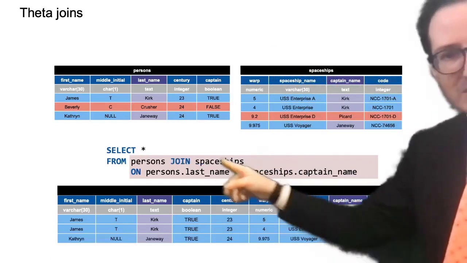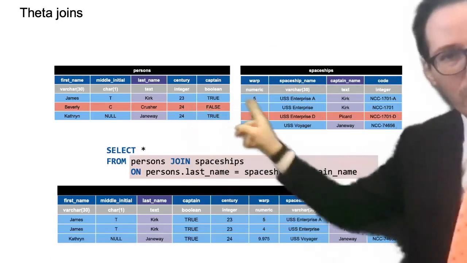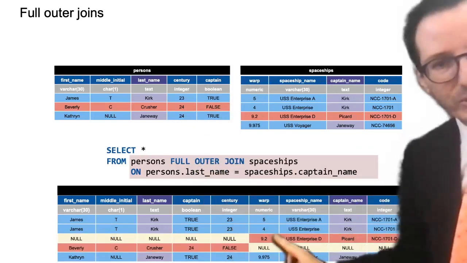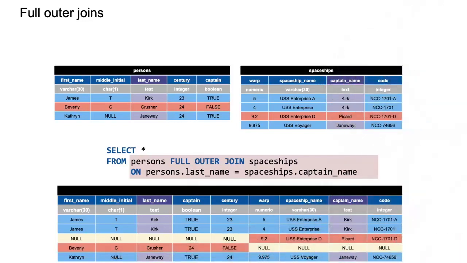So again, if you don't say full outer join, but just join, you throw away those that don't have any match. If you do the full outer join, you keep them, but then you're going to be filling the rest of the columns with nulls. For whom does that make sense? Okay.